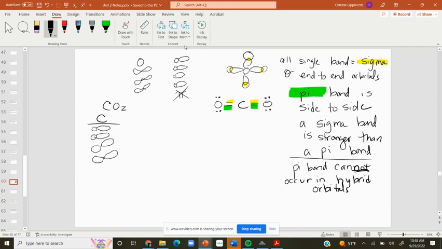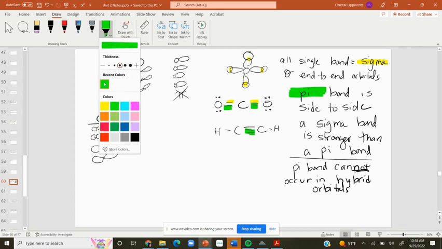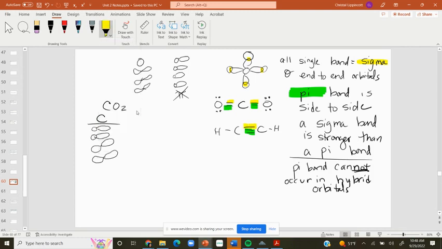The top 2 are always sigma, the bottom 2 are always pi. What if there's a third? So if you had a triple bond, like if you had 2 carbons here, these 2 down here would be pi, and this one up top would be a sigma. So there's always a sigma. And then the H's, these would be sigma bonds as well. Hydrogens can only single bond because they only have 1 orbital. And then sigma bonds always look like that shape over there. And pi bonds, not always.